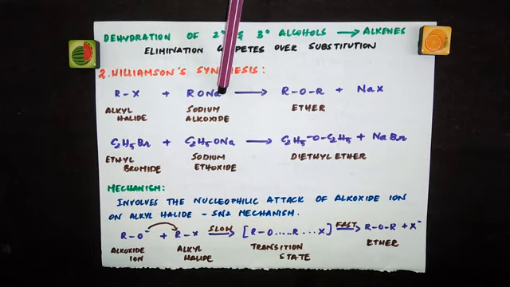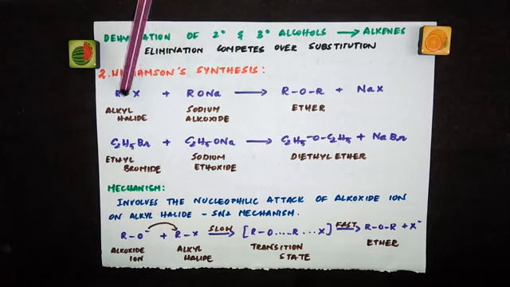ROH will be alcohol. In that, if you replace H with Na, you are getting sodium alkoxide. See, this Na and X goes out as NaX, you are getting ROR, ether. So this method where you prepare ether from alkyl halide and sodium alkoxide is called Williamson synthesis.